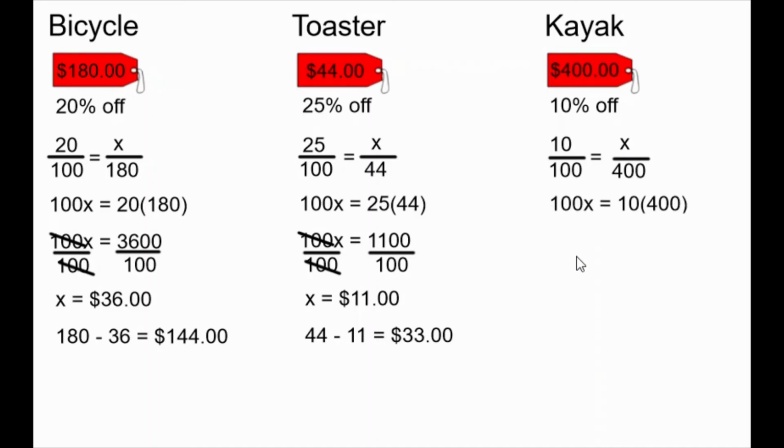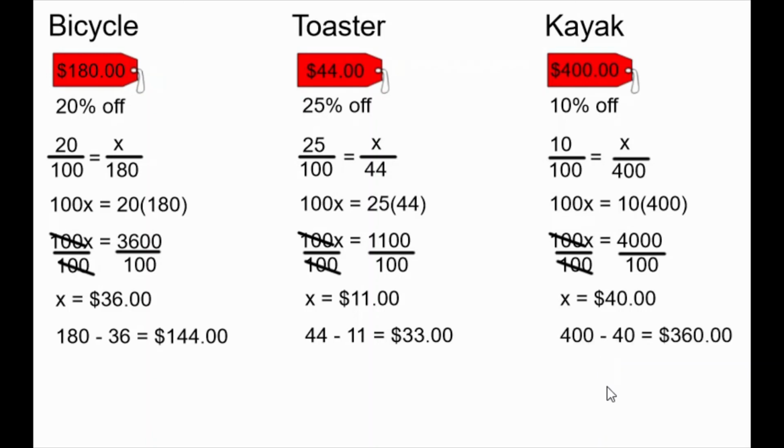We simplify the right side, we have 100x equals 4,000. But we have to isolate our variable, so we divide both sides by 100. These hundreds cancel. X is now isolated and is equal to 4,000 divided by 100, which is $40. That's how much we're saving. But we have to subtract it from the original price to see how much we're paying. 400 minus 40 is 360, so we will be paying $360 for the kayak.